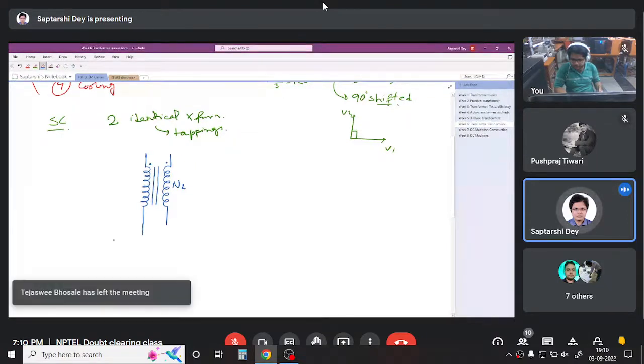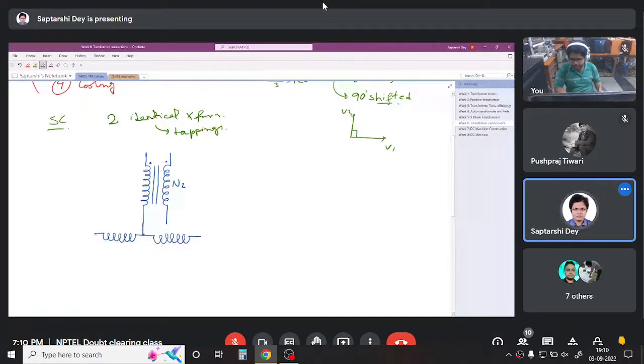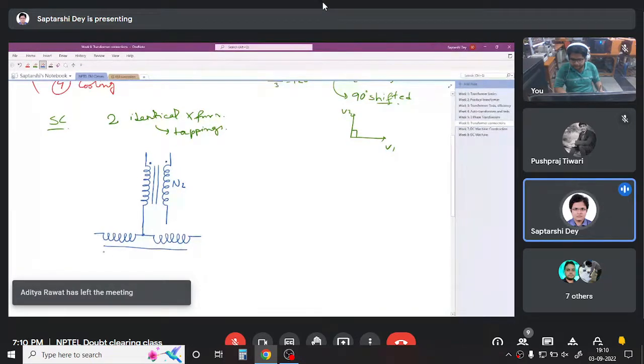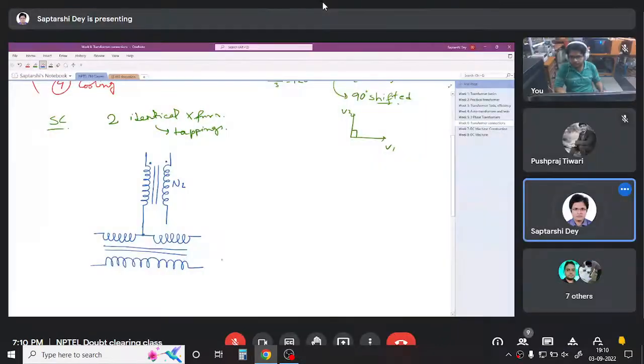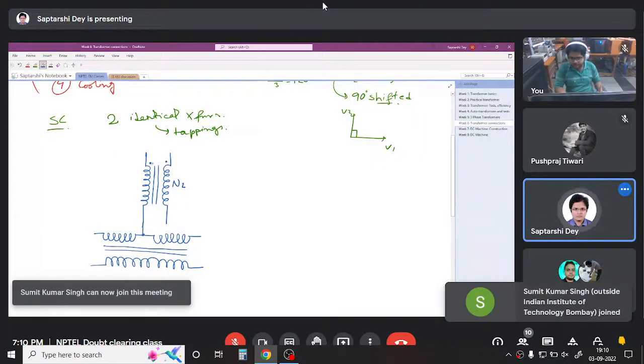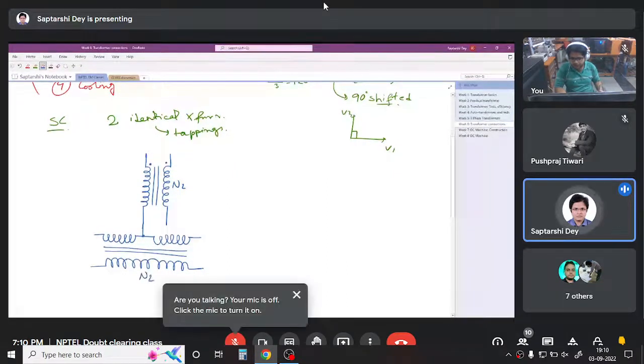So how does it look? This is one half of the winding. This is another half of the winding, right? The central tap, and again there is a core and the second winding. So this is the connection of a Scott connected transformer. Now this is N2, this is also N2 number of turns.